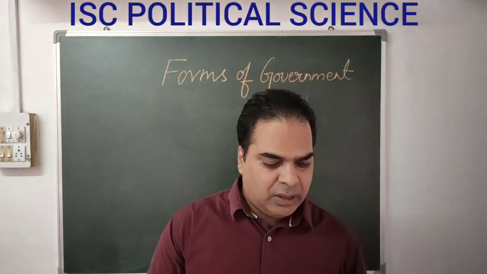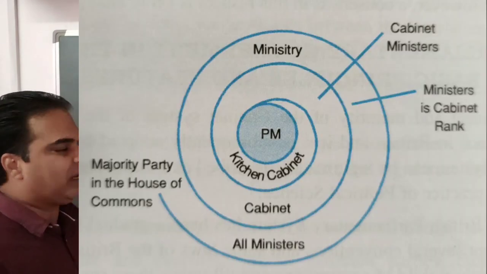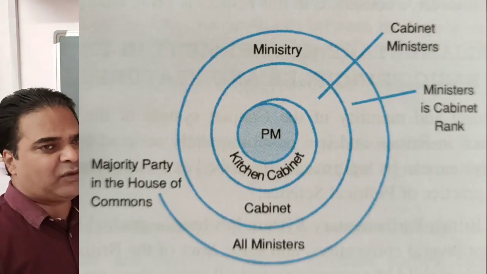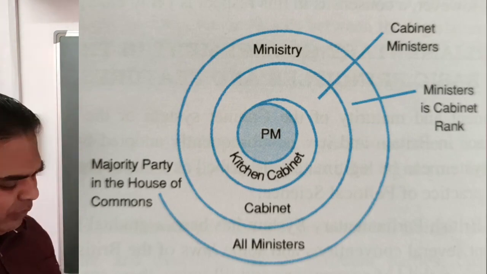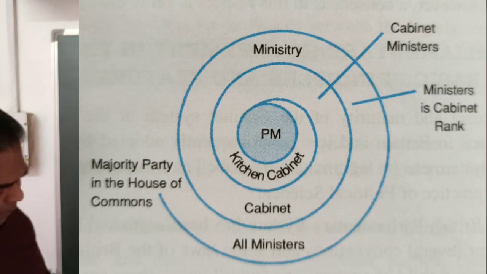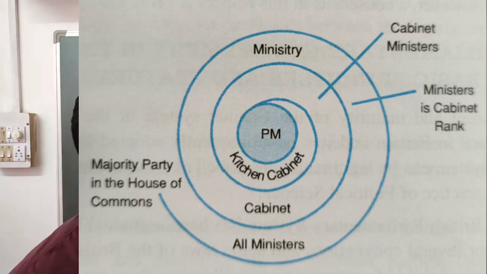Now the next one, organizational wheel within the wheel. Wheel within the wheel is again there in the parliamentary form of government in Britain. Prime Minister is there, kitchen cabinet is there, then again cabinet is there, all ministers outside is there, then the Council of Ministers as a whole.